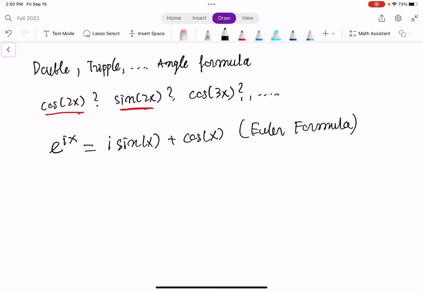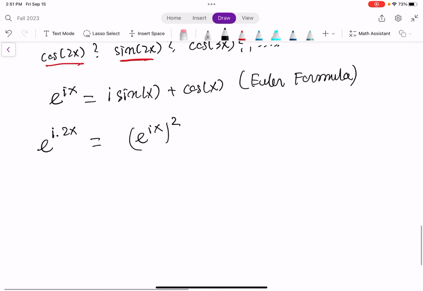I'll show you. Do you agree with me that e to the power i times 2x equals e to the power ix, squared? Yes, right? Because this makes sense. E to the power a times b: ix times 2 is i times 2x. Very simple. So let's start from here.